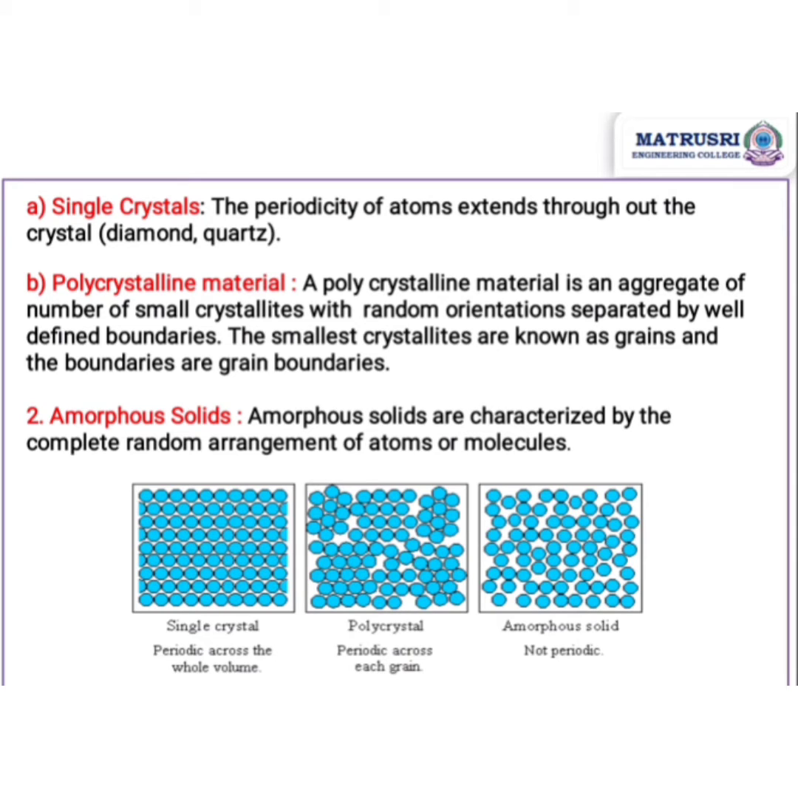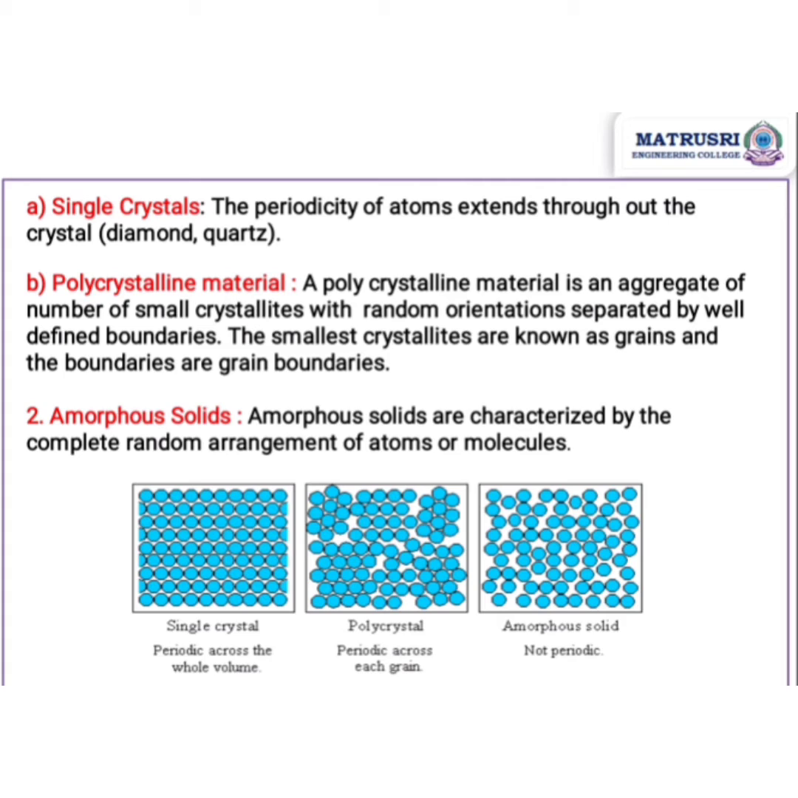In single crystalline materials, the periodicity, meaning the arrangement of atoms, extends throughout the crystal, so there will not be any defects. This is the beauty of the single crystal. A few examples are diamond and quartz crystals, which are examples of single crystalline materials.